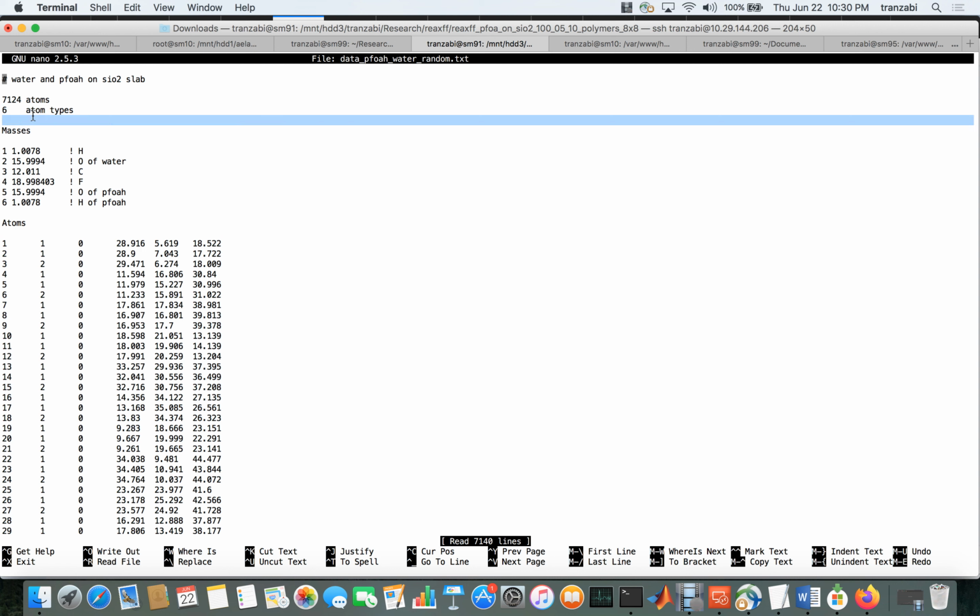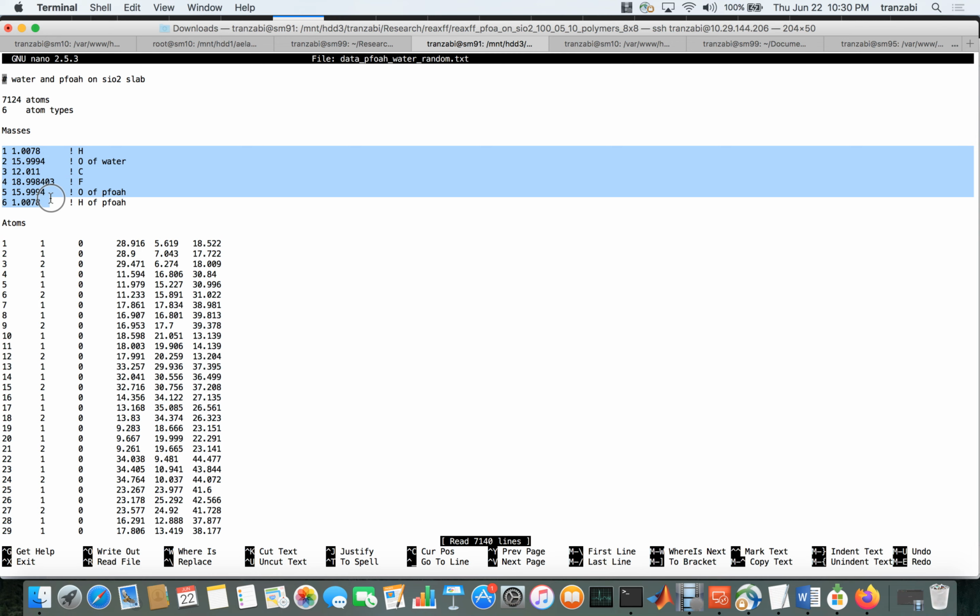When we leave a blank here, the next block is called masses, so you have to type this masses exactly. Then we're going to have a block with the mass of every atom. So remember, we had 6 types of atoms: hydrogen, oxygen, carbon, fluorine, and oxygen of the second block I talked about, and then hydrogen of that block. So these are the masses that we extracted from the periodic table. You don't have to dig into any details. You just type these masses exactly in this file.